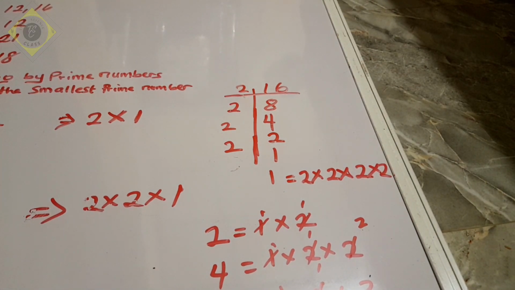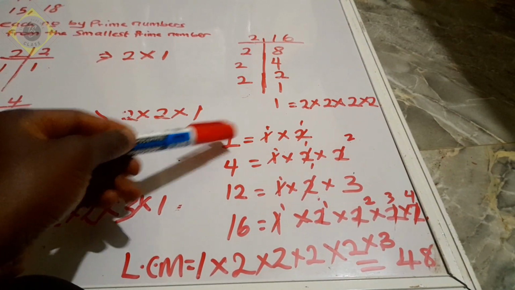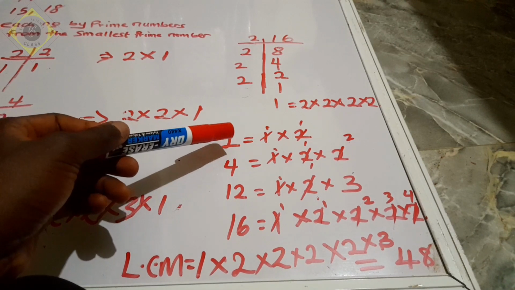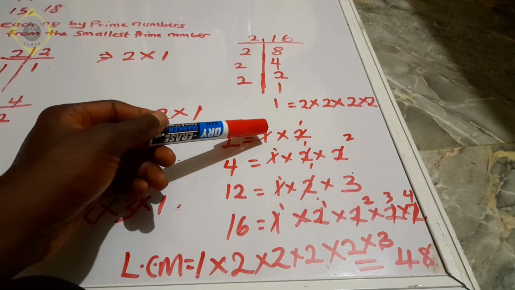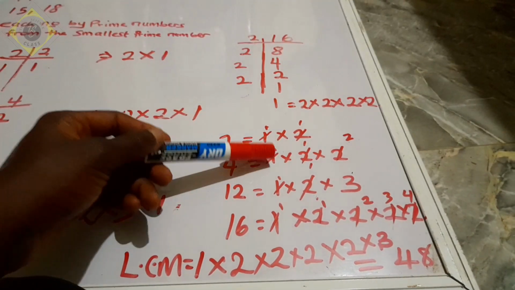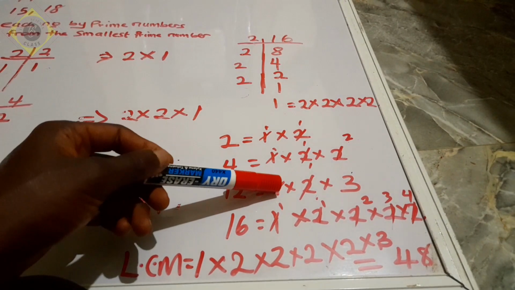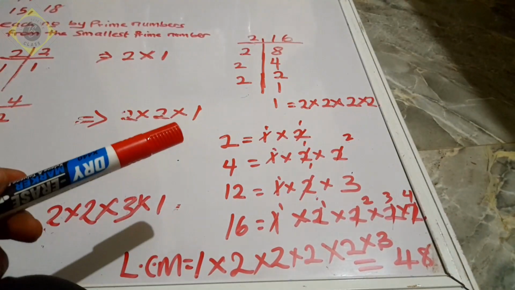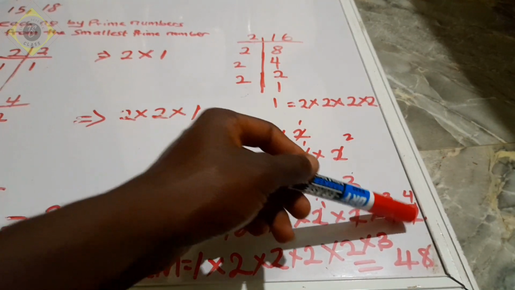Now, we break it down. So here is written 2. And the first number is 2. So the prime factors are 1 times 2. 4. The prime factors are 1 times 2 times 2. 12. The prime factors were 1 times 2 times 3. 16. The prime factor was 1 times 2 times 2 times 2 times 2.